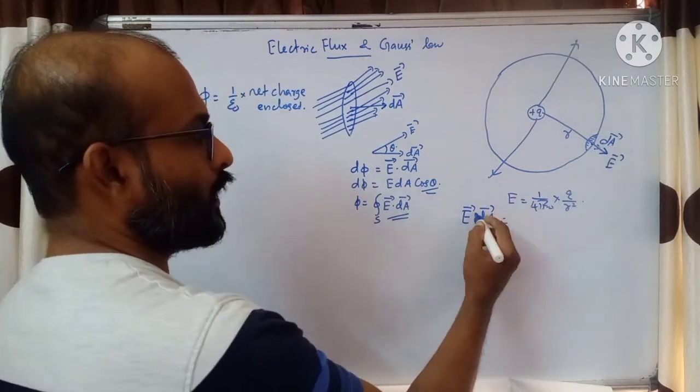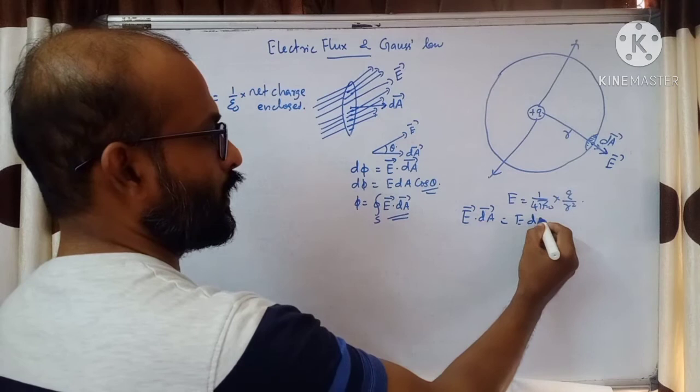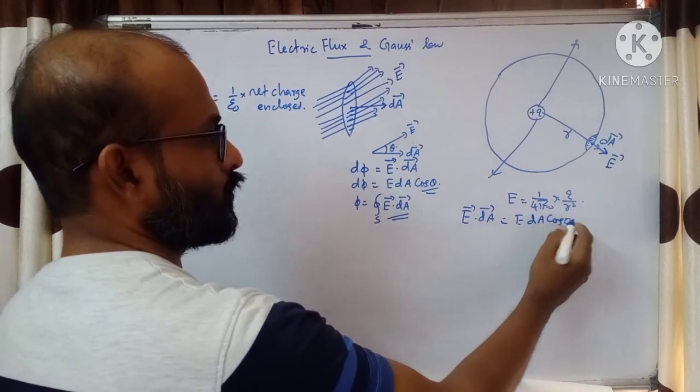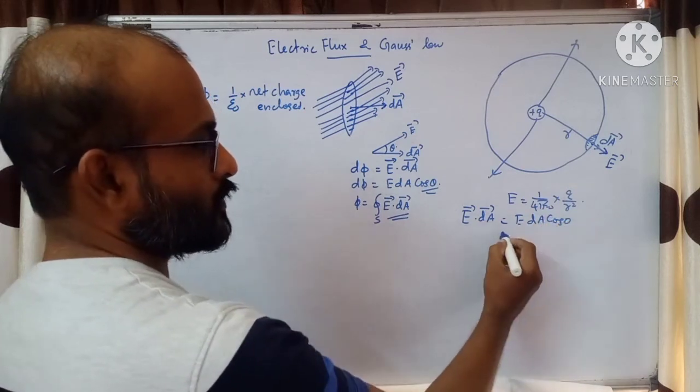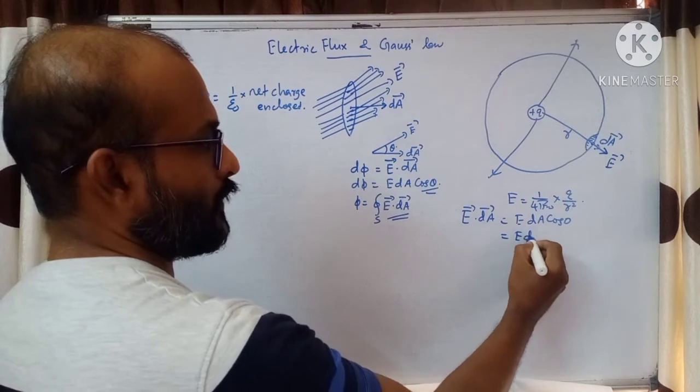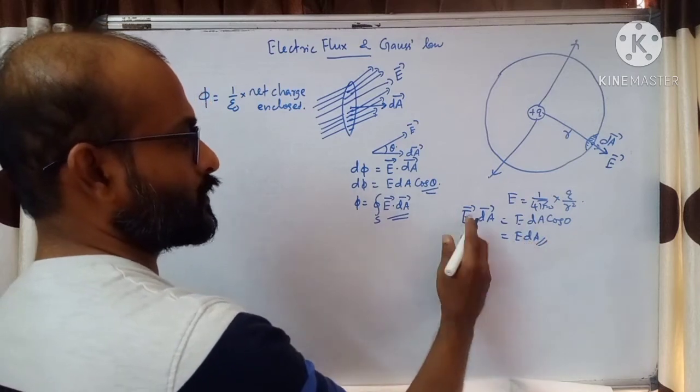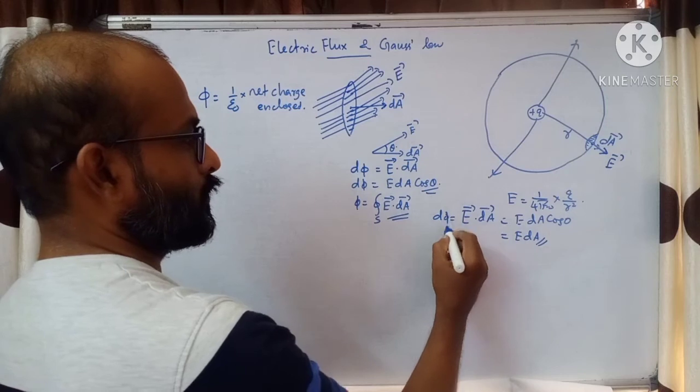Then E dot dA is equal to E into dA into cos 0. Cos 0 is 1, so it is equal to E into dA. So E into dA is a flux, I can say it is d phi. Then what is the total flux?